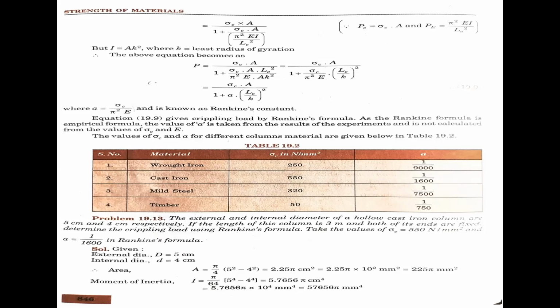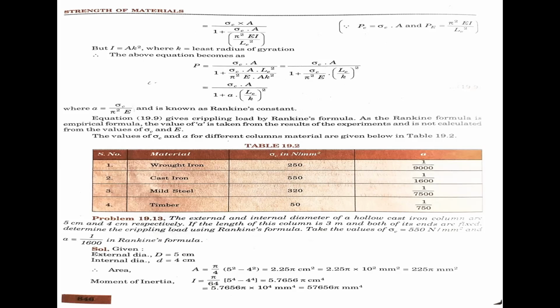These are the values you have to take from table 19.2 for Rankine's constant, and the sigma C value for the material in this formula. Equation 19.9 is Rankine's formula. Again, I will read the formula: P equals sigma C into capital A divided by 1 plus small a into Le by K whole square. That is Rankine's formula, and table 19.2 gives the sigma C and small a values for four different materials. Now, for example, a problem: calculate using Rankine's formula.